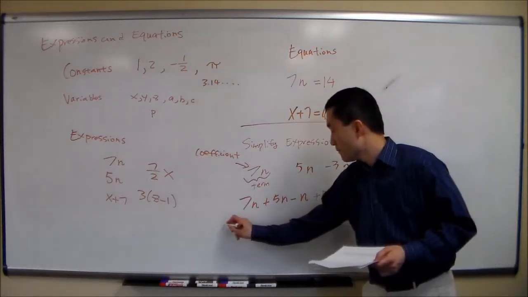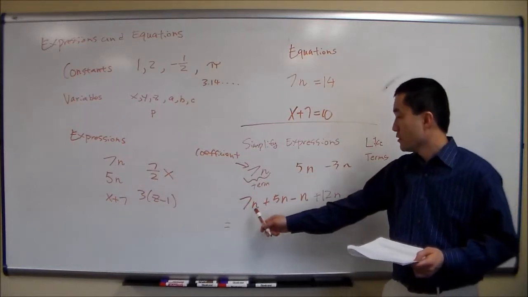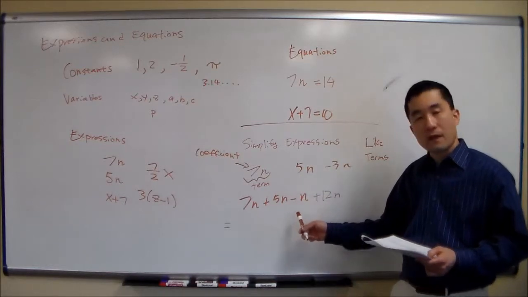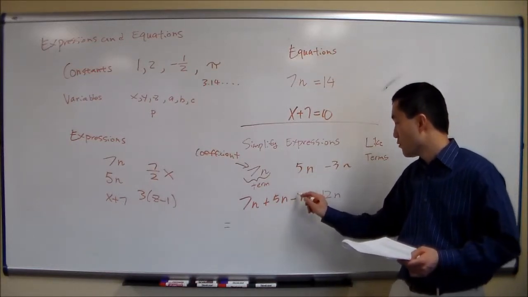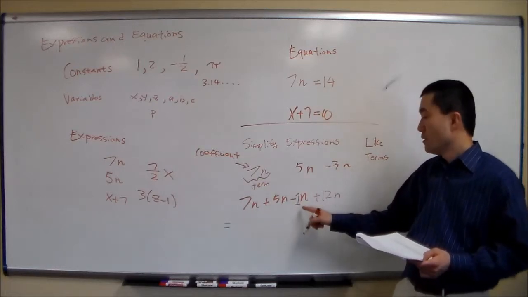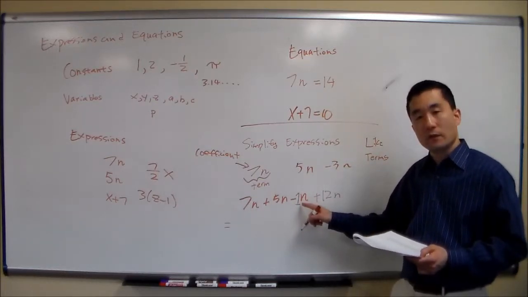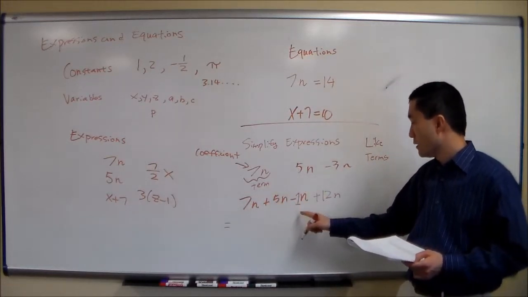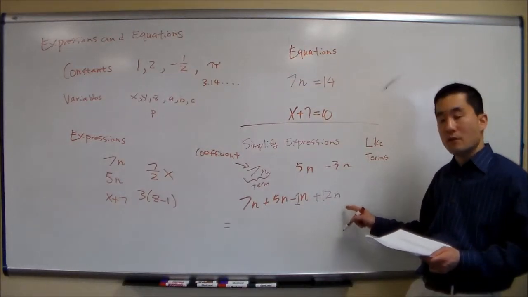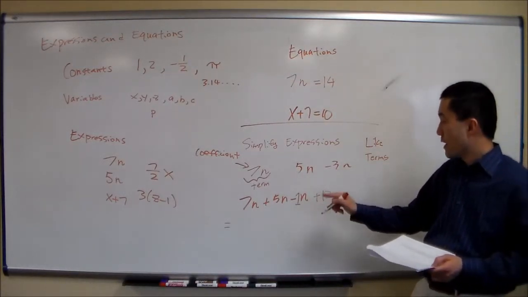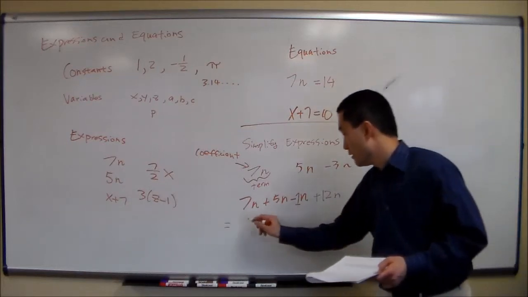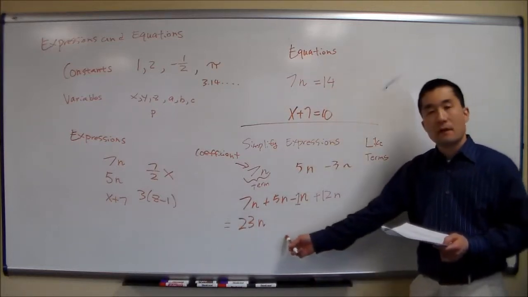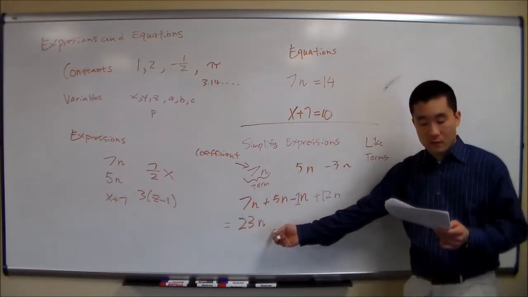So back to this. Basically, you're going to add 7 plus 5. And then what's going to be here? Well, a lot of times in math, you don't see the 1 here. There's an invisible 1 here. So if you don't see a number in front, that typically means there's a 1 there. So in this case, it's going to be 7 plus 5 minus 1 plus 12. So if you do the math there, that's going to be 12 minus 1, 11, plus 12. So that's going to be 23n. And that's as simplified as possible. So I simplified the expression.